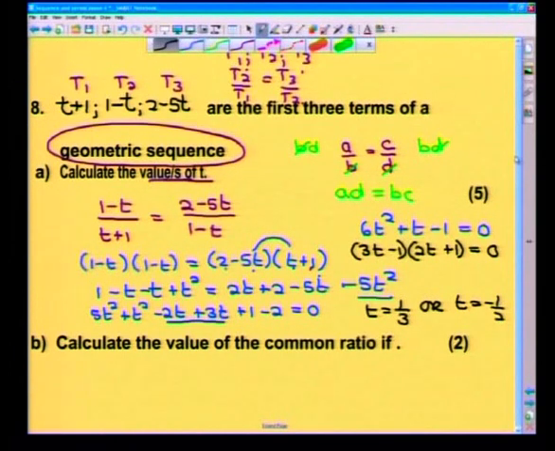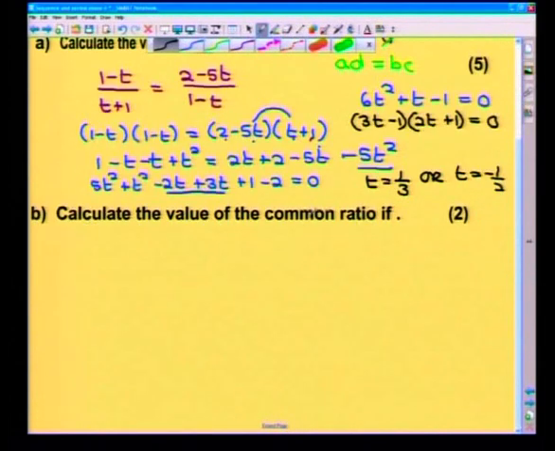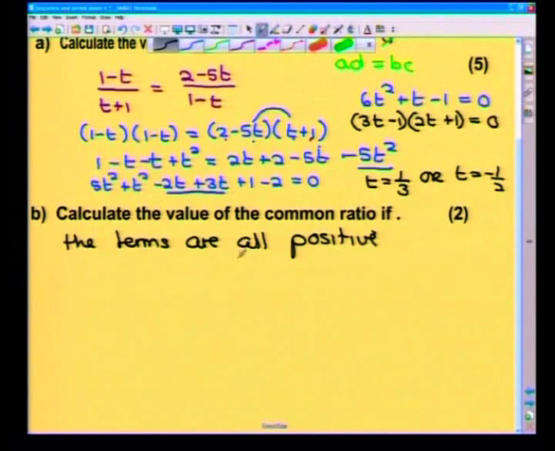Right, going back to the question, it doesn't say anything at all about whether these terms are all positive or all negative. So in that case, we have to work with both. And I think what I was going to do over here is calculate the value of the common ratio if the terms are all positive. However, if I hadn't put that stipulation in, you would have done both of them.